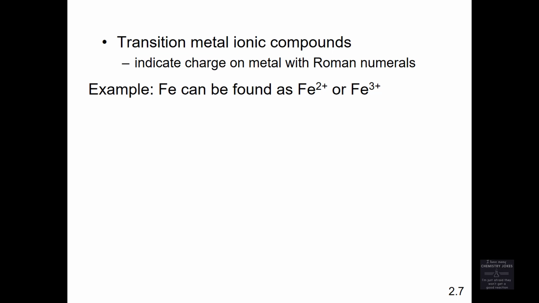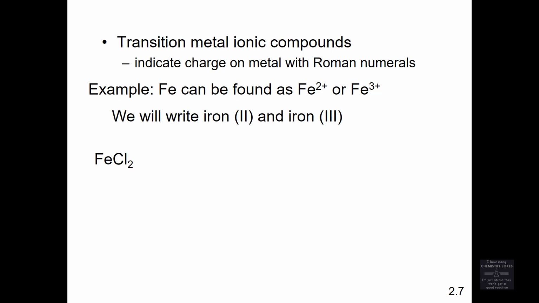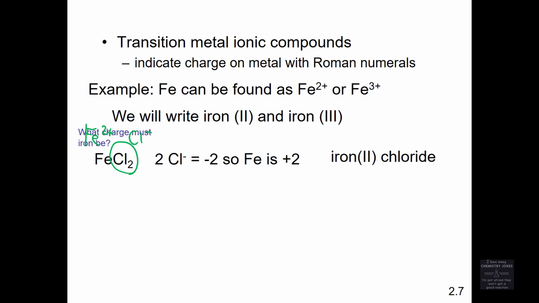If you look back, way back when we talked about the periodic table, transition metals can frequently have multiple charges. And so you do need to include a number when you're naming an ionic compound that includes a transition metal, because they can have multiple charges. So FeCl2, because I know Cl is a -1, that must mean that the Fe combined with it is a 2+. So this is iron(II) chloride.